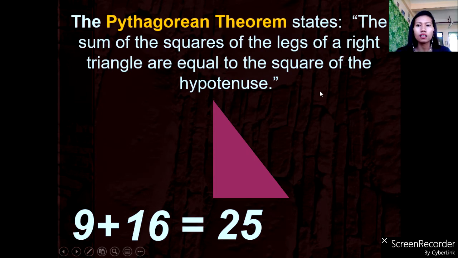It states that the sum of the squares of the legs of a right triangle is equal to the square of the hypotenuse. The hypotenuse is the longer, the biggest side in a right triangle, and the two smaller sides are called the legs. So, as we saw earlier, when we add the squares of the two smaller sides, it equals the square of the longest side.